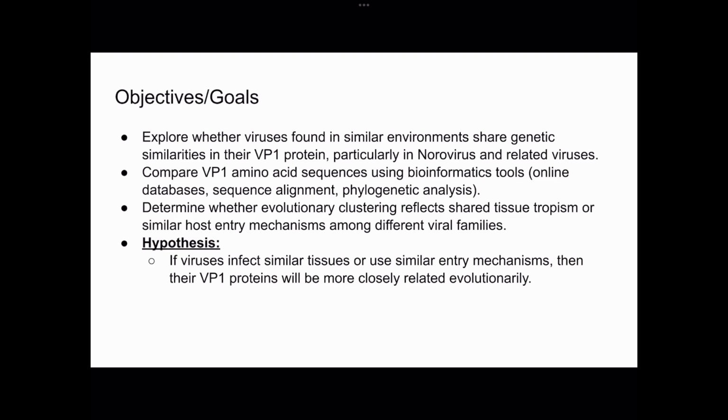For our objectives and goals, they are to explore whether viruses found in similar environments share genetic similarities in their VP1 protein, particularly in norovirus and related viruses. Also, compare VP1 amino acid sequences using bioinformatics tools such as online databases, sequence alignment, and phylogenetic analysis. Another is to determine whether evolutionary clustering reflects shared tissue tropism or similar host entry mechanisms among different viral families.